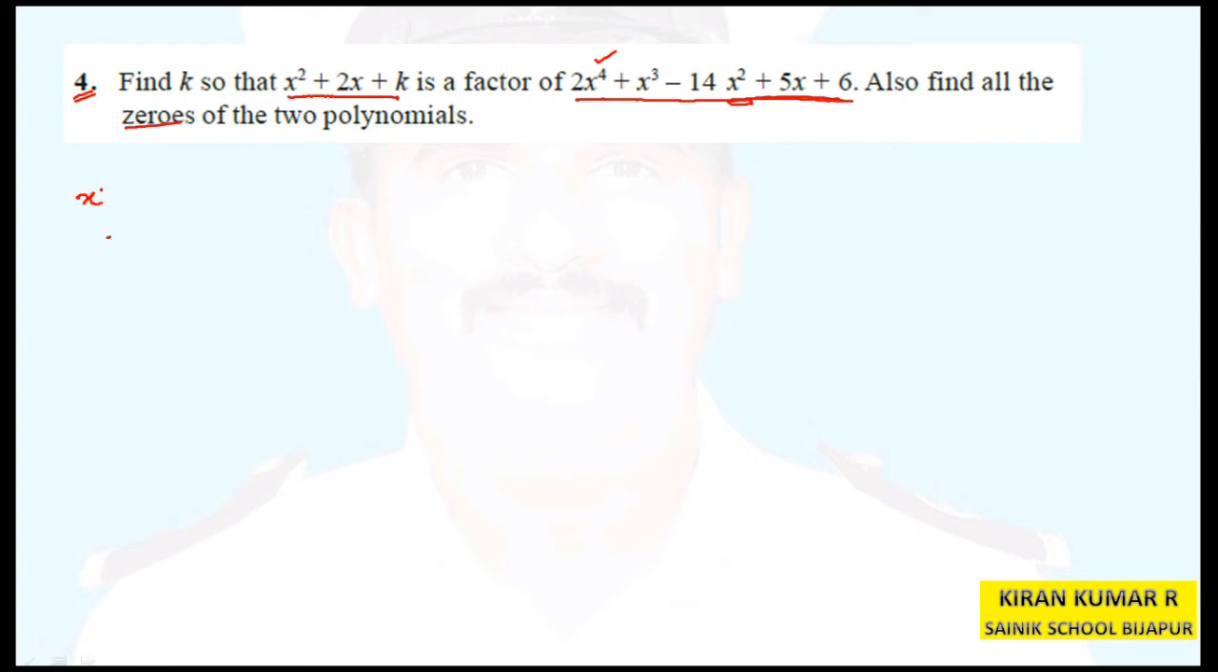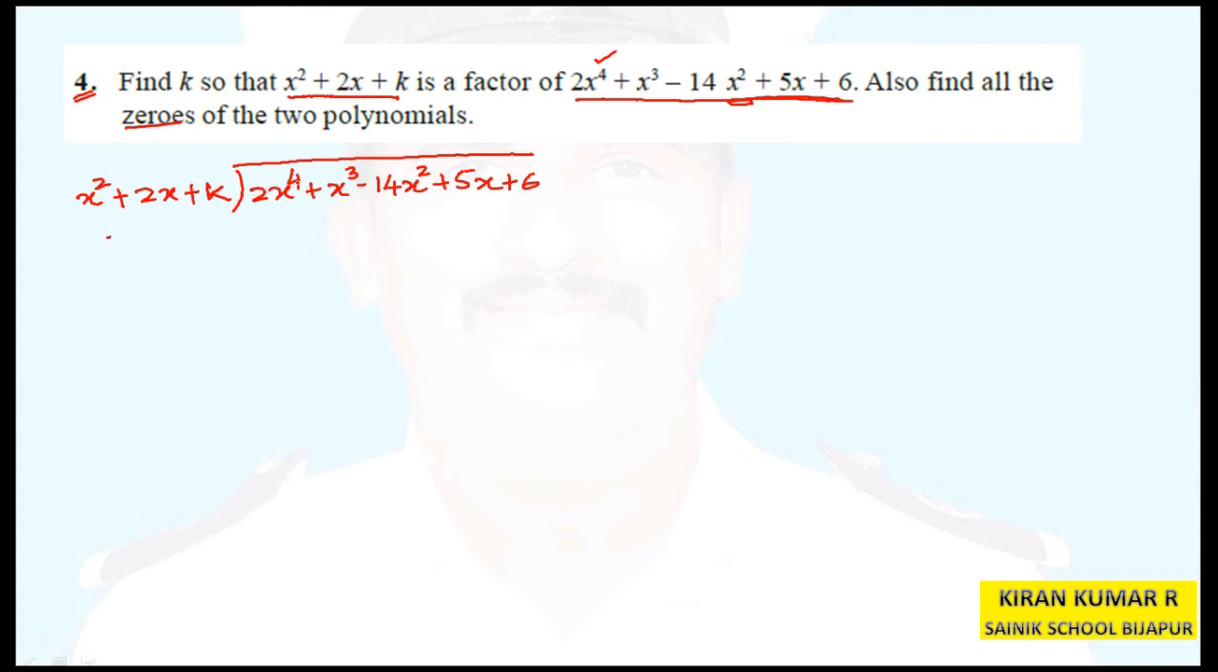One of the polynomials, the factor, is a quadratic polynomial and the other is a biquadratic polynomial. To find the value of k, we have to follow the division method. So let me take the divisor as x squared plus 2x plus k, and let me divide 2x to the power 4 plus x cubed minus 14x squared plus 5x plus 6.